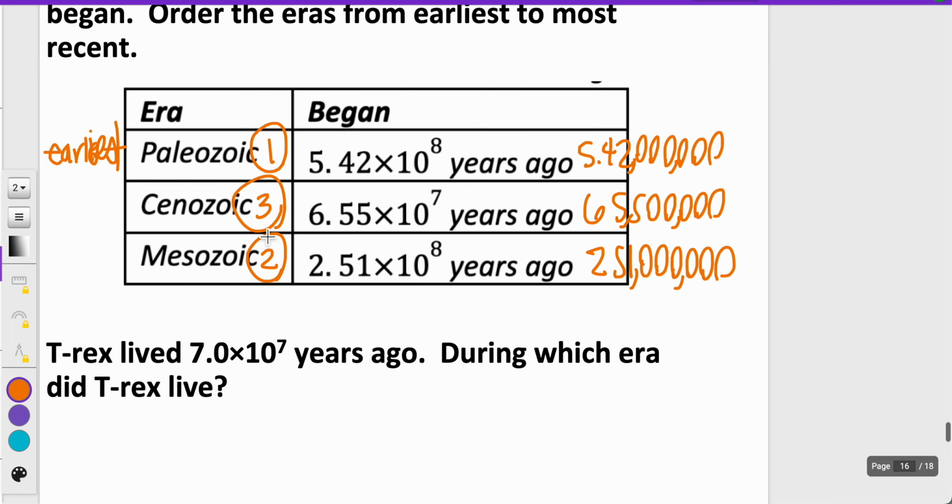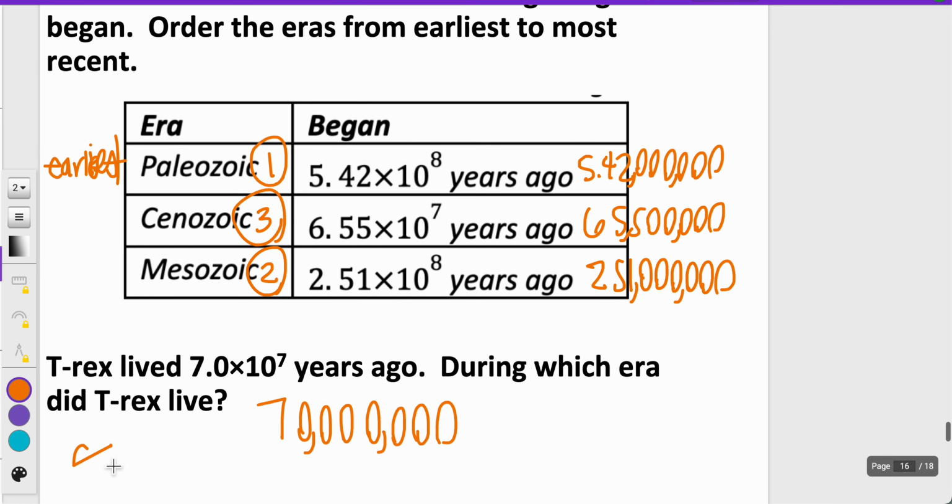Okay, T-Rex lived 7.0 times 10 to the 7th, so it's 7, 1, 2, 3, 4, 5, 6, 7, or 70 million years ago. During which era did he live? We would say it is closest to the Cenozoic.